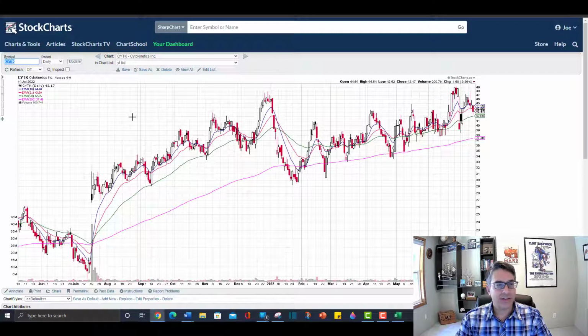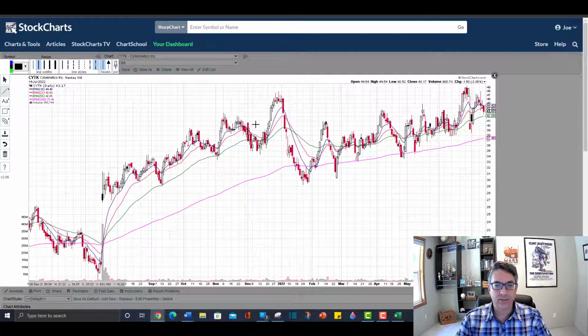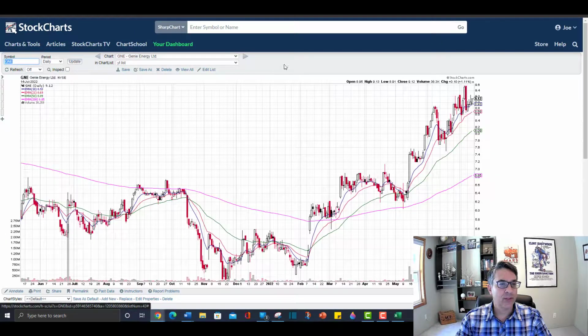CYTK, another healthcare stock. This is kind of a wide, wild base. Healthcare and biotech. Here's your line of supply. Just pulling back pretty orderly with the general market. Here the general market was going up, and then the last few days it's been going down, right? But it's holding up pretty well.